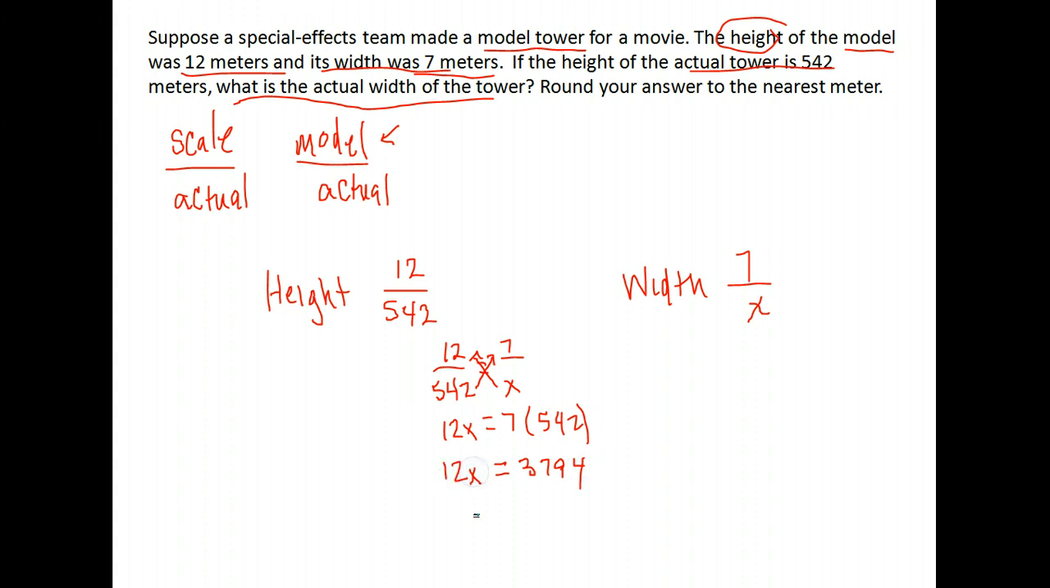3,794 equals 12x. We have 12 times x, so the opposite of multiplying by 12 is to divide both sides by 12, and we get x equals 316.16. It says to round to the nearest meter, so we're going to round that off. The 1 would not make us round up, so we would stay at 316 meters.